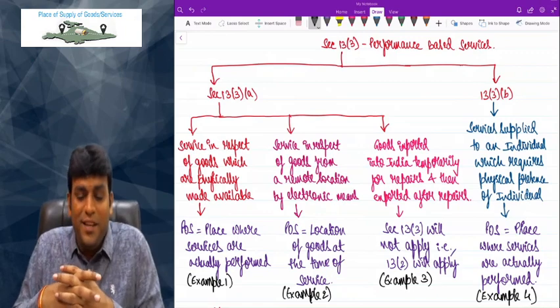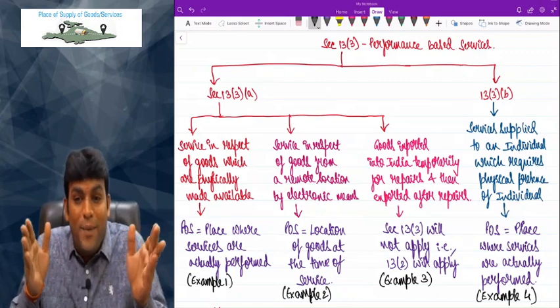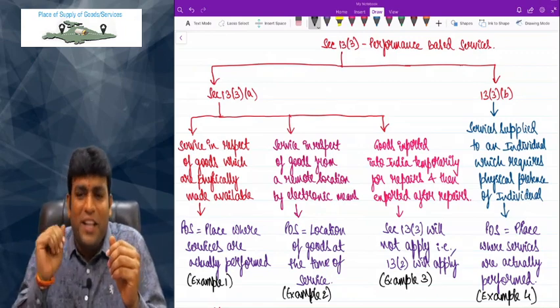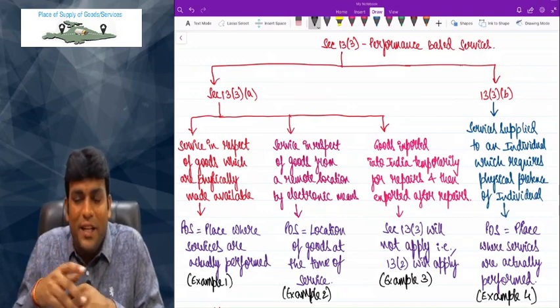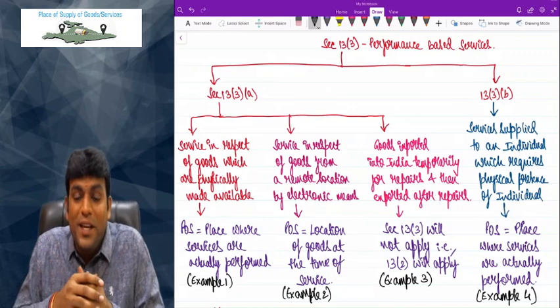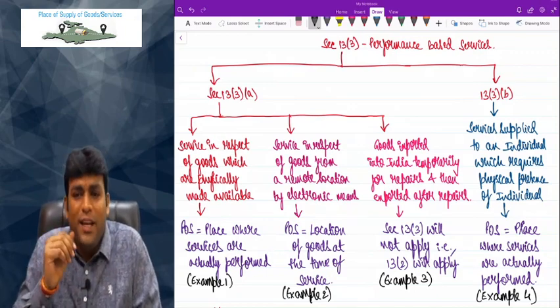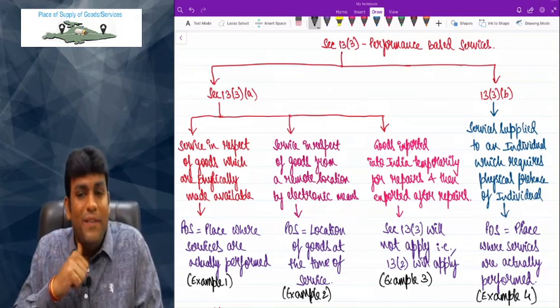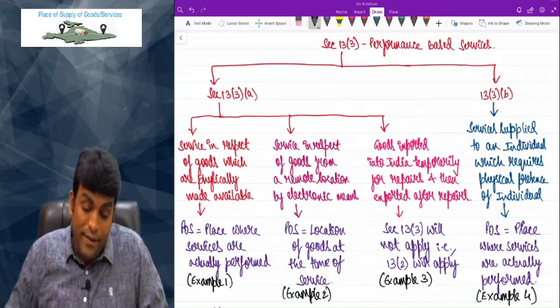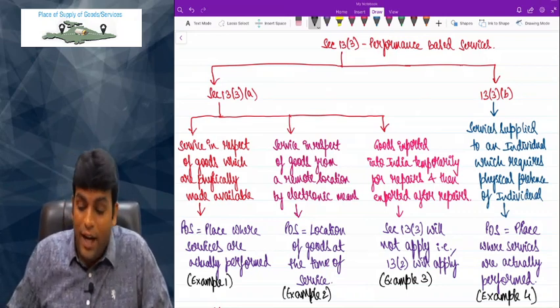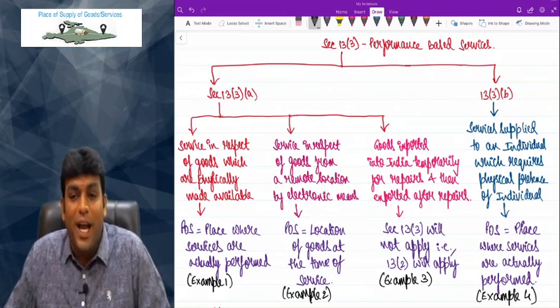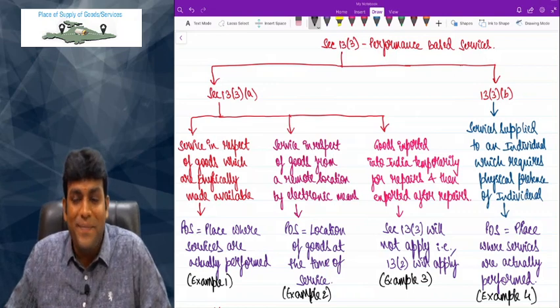So 13.3, the title what you will put is performance-based services. That's what we call it as performance-based services, where we'll divide that 13.3 into 13.3a, 13.3b. 13.3a, we have got 3 points again. Service in respect of goods which are physically made available. Service in respect of goods from remote location by electronic means. And third one, goods imported into India temporarily for repairs and then exported after repairs.